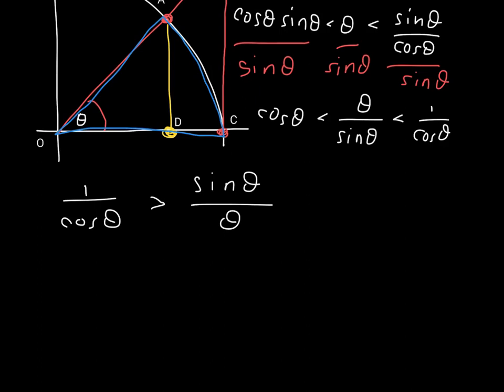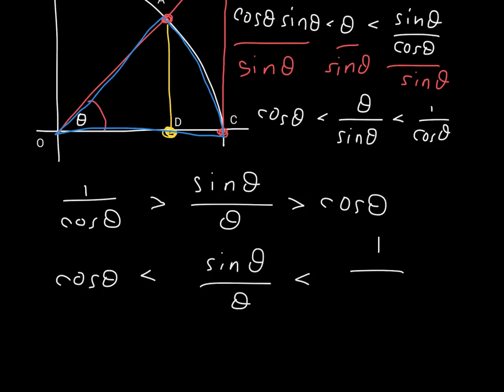And which is greater than, now this is cosine theta. Okay, what I would like us to do is rewrite this inequality from right to left. So from right to left, it is cosine theta, I'm reading now from right to left, is less than sine of theta over theta, which is less than 1 over cosine theta. All right, very good. Let me move this up again.